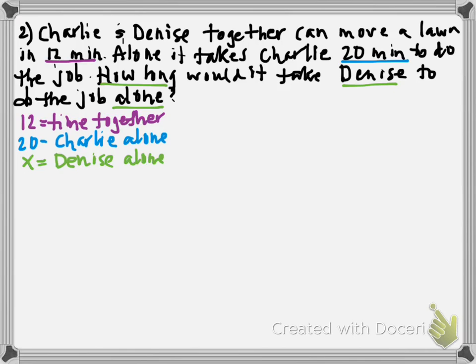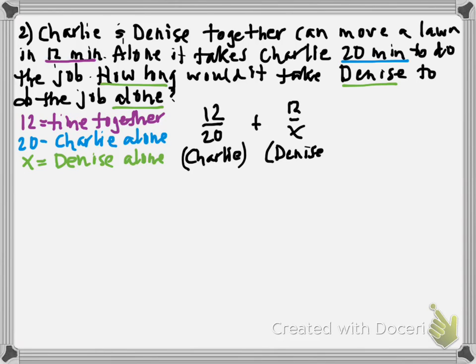So process is the same. Together or actual time over alone, that represents Charlie, the amount of work he gets done. And together over alone, that represents Denise's work, equals one complete job.